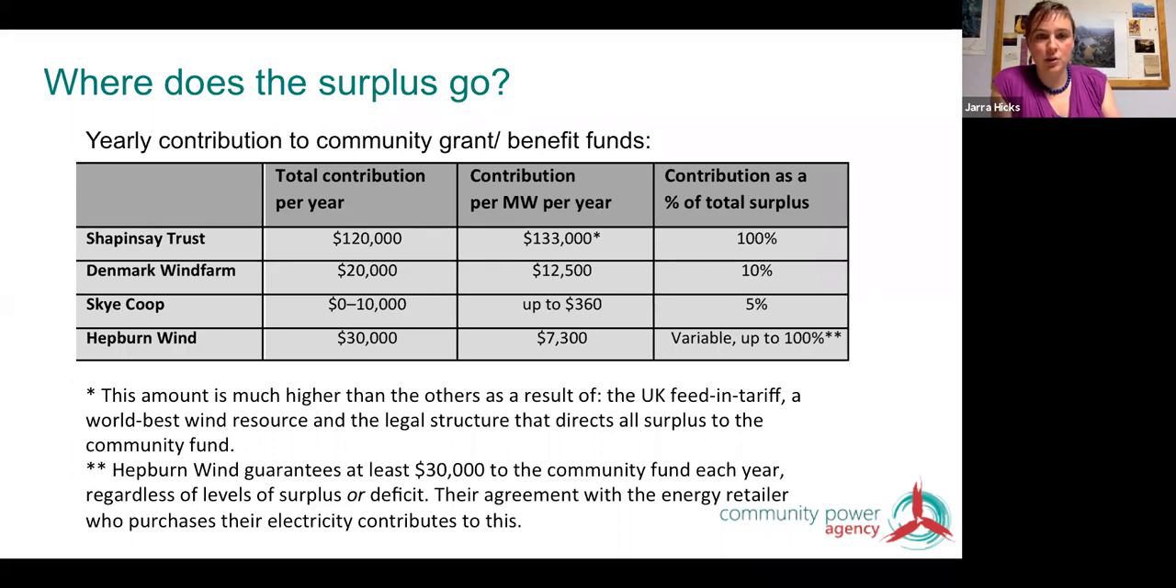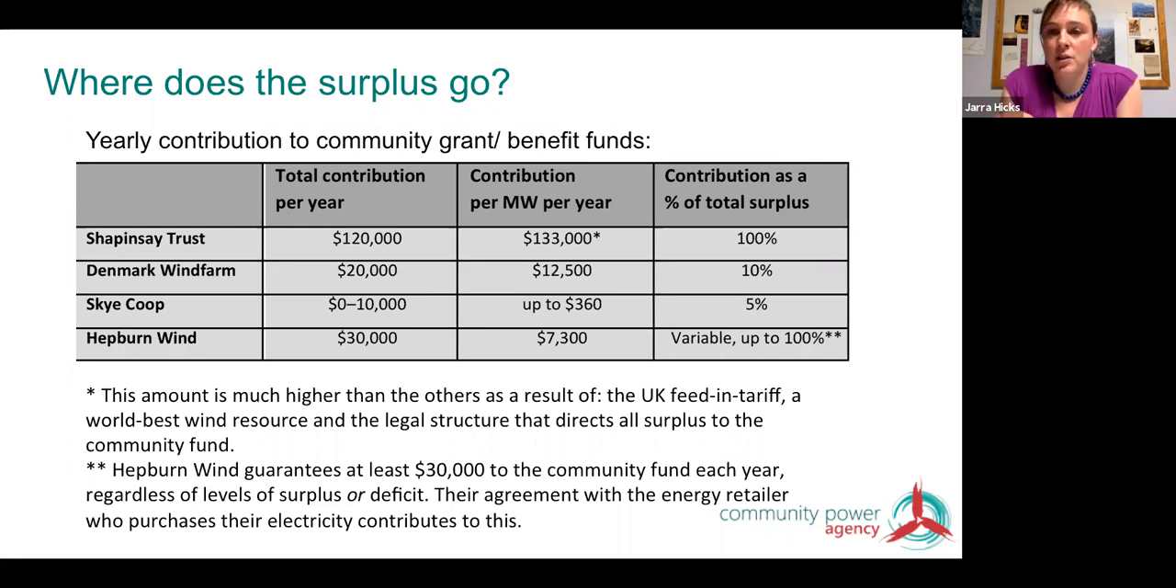So this table shows the different contributions as a total dollar amount, as a per megawatt contribution, and as a percentage of the total surplus. So you can see there that Chaplaincy Trust, they deliver 100% of their surplus every year to community benefit, and it comes to quite a lot of money, $120,000 a year, which is very good for a 900 kilowatt turbine, partly because the UK had a great feed-in tariff at the time, partly because they live in the windiest place in the world.